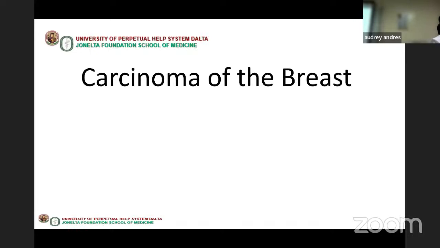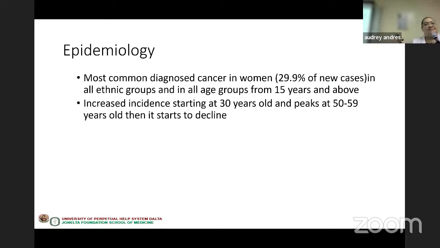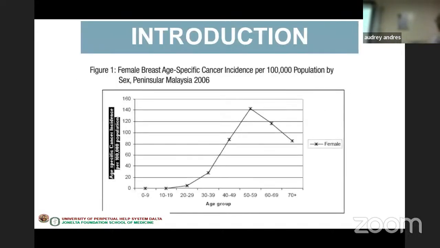So we look at carcinoma of the breast then. Of course, we start with epidemiology, and it's the most commonly diagnosed cancer in women in all ethnic groups, in all age groups, 15 years and above. So incidence starts to increase at 30, peaks at 50 to 59, then starts to decline. So this is your age-specific cancer incidence per 100,000 population.